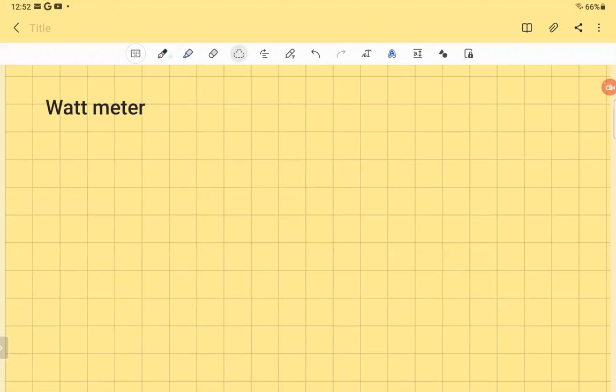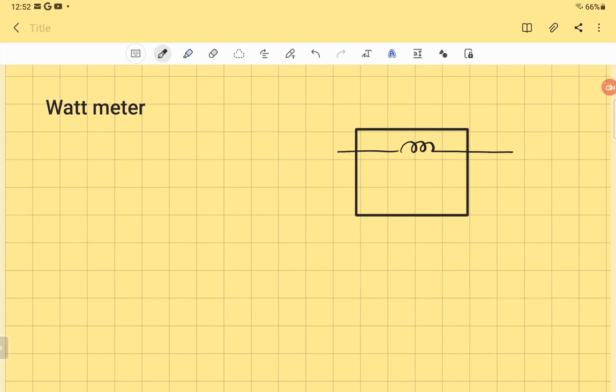The structure of this wattmeter, from the side, has 2 windings. One winding for the current, another winding for the voltage. Sometimes you call it a coil. So this coil is for measuring the current, and of course it has a polarity, that's a positive, and that's the negative, and this is a positive, and that's the negative.